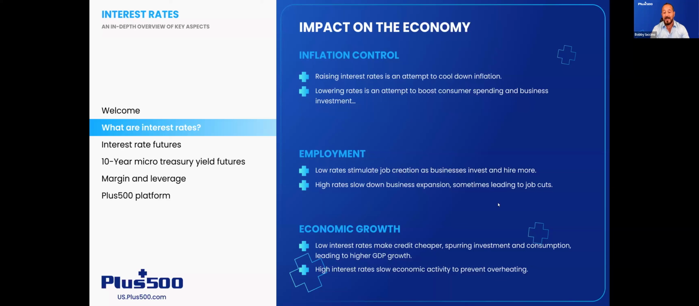Higher interest rates slow economic activity to prevent overheating. Same concept. As interest rates go higher, a business with a credit line who pays their employees from that credit line is now paying a higher interest rate on that borrowing, and they may hire fewer people because hiring people is more expensive than it was in the past.